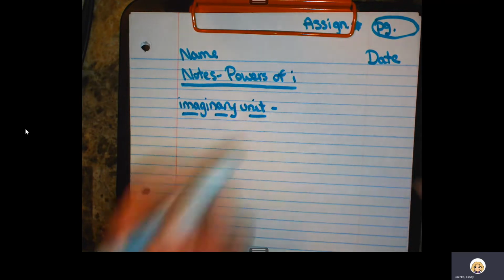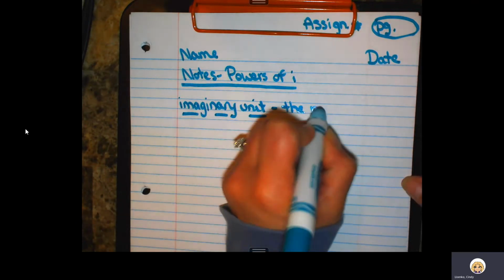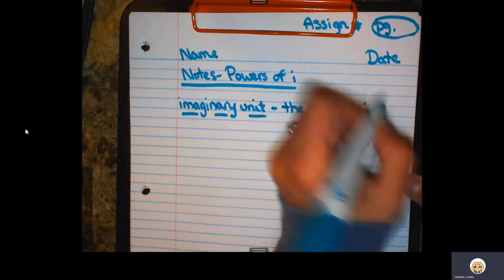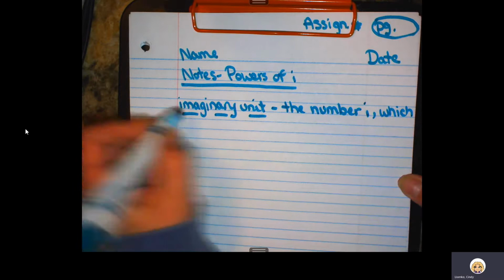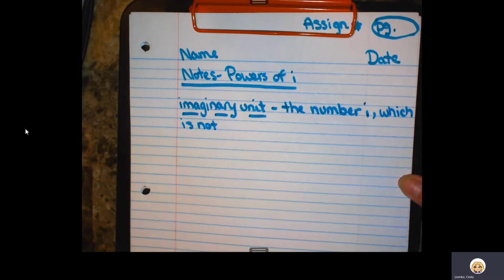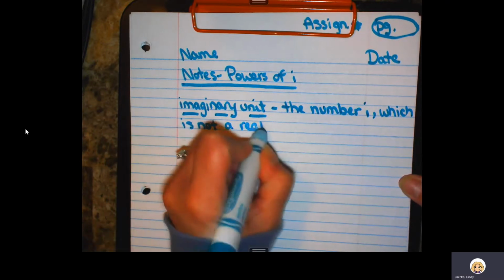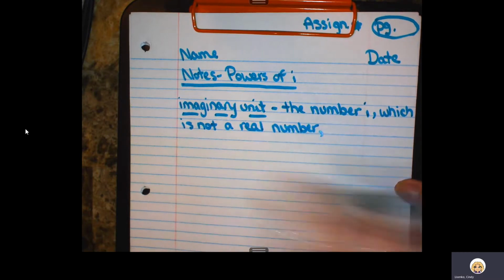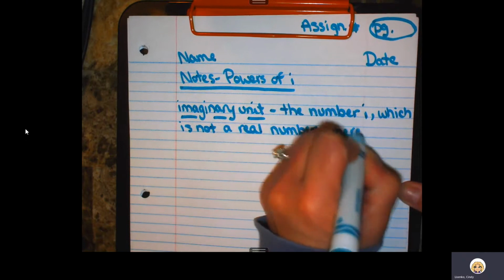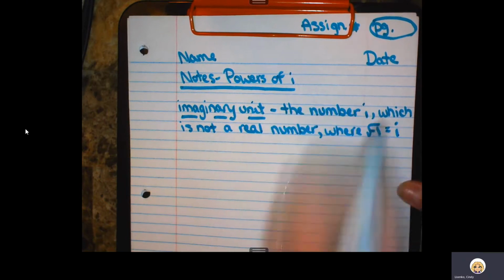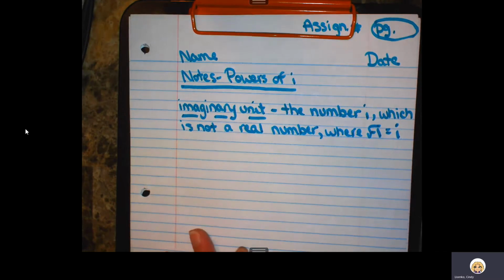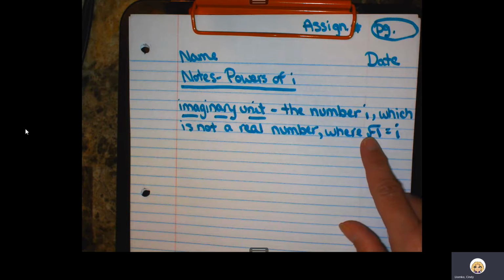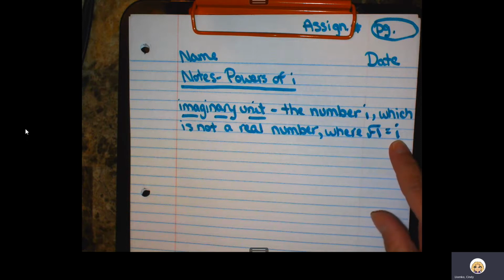What that means is it's the number i, and i is our symbol. It's the number i, which is not a real number. You can use your number symbol if you want, where the square root of -1 equals i. We talked in the last unit that if we have a negative underneath the radical, in order to simplify it, you can change that square root of -1 to the symbol i.